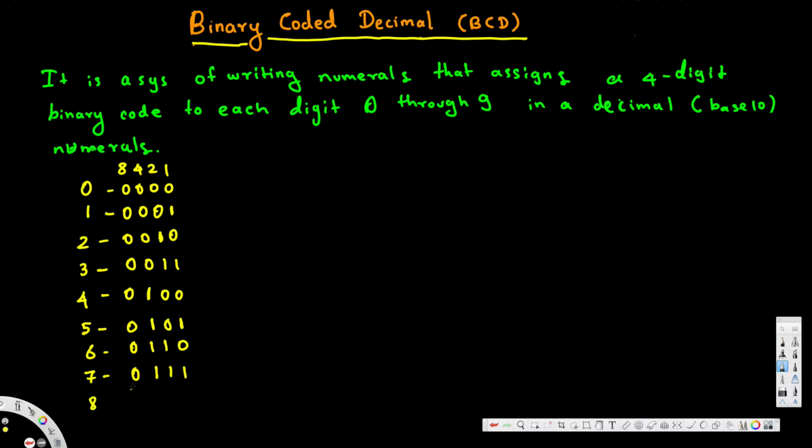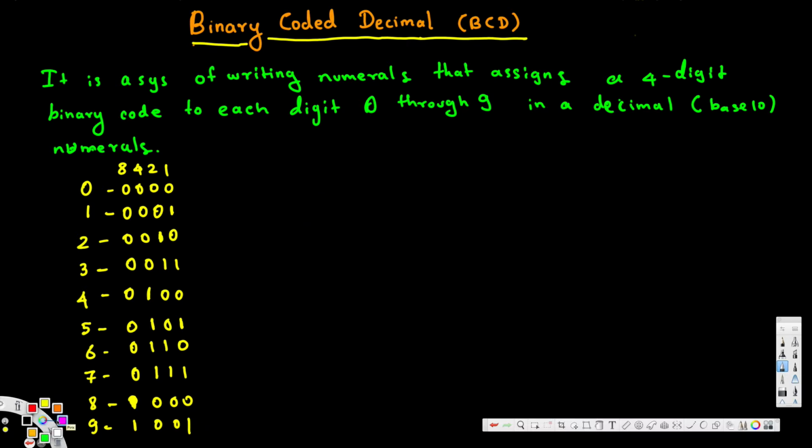And 8, we had to have just the 8. So 1, 0, 0, 0, because in the 8th place we had to have 1. Others are going to be 0. And if it's 9, we had to have an 8 and a 1. So this is going to be 1, 0, 0, 1. And that's how we write the binary coded decimal for decimal numbers. Now if we have a number that is larger than 9, then we have to assign binary coded decimal for each digit. Now let's see how to do that.